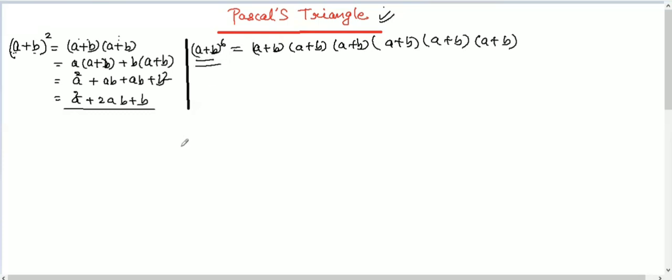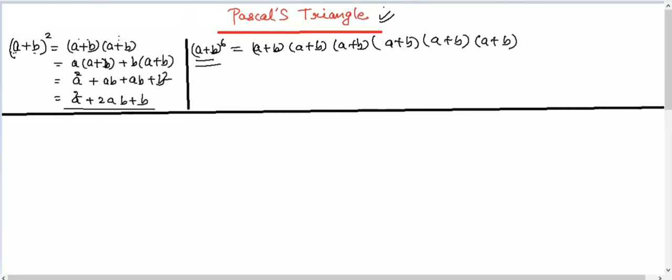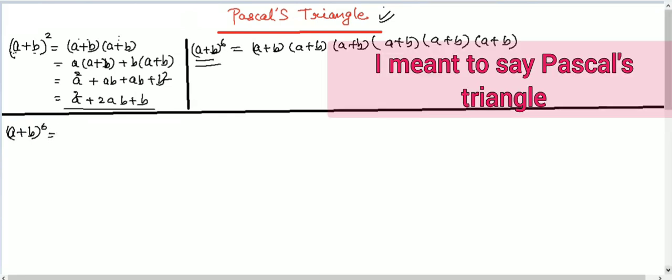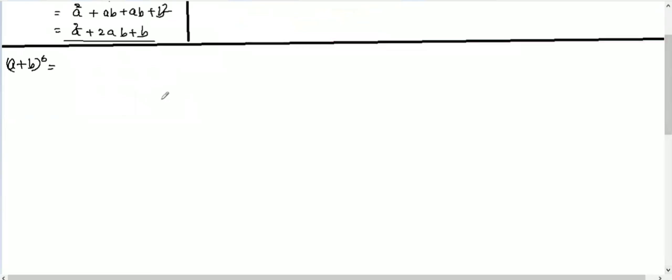So how do we use Pascal's triangle to expand (a + b) whole to the power 6? Let's see here. We are going to do this question, (a + b) to the power 6, and for that, we will draw a Pascal triangle first. So how to draw it? One more thing: here you can see the power is 6. Power is 6, so we will use the 7th row in Pascal's triangle.